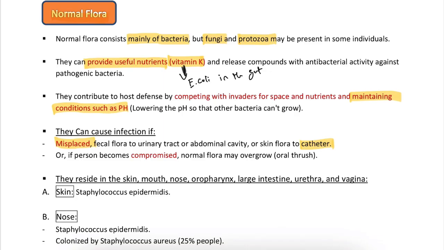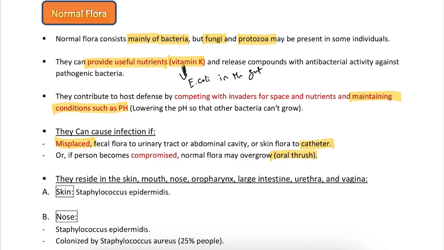Next one, immunocompromised states. If any patient is an immunosuppressant user, like cancer patients, or in immunocompromised states, then these microorganisms can overgrow if immunity is low. An example is oral thrush, which is caused by Candida albicans.